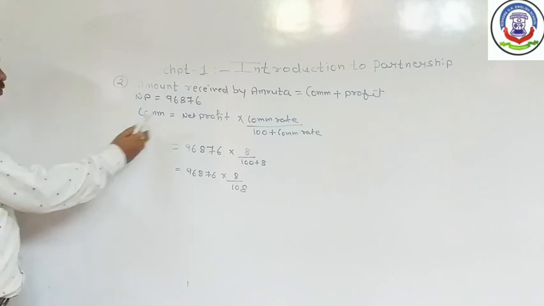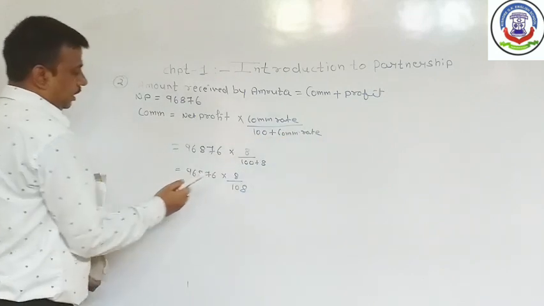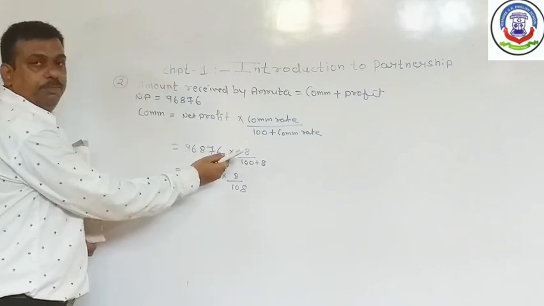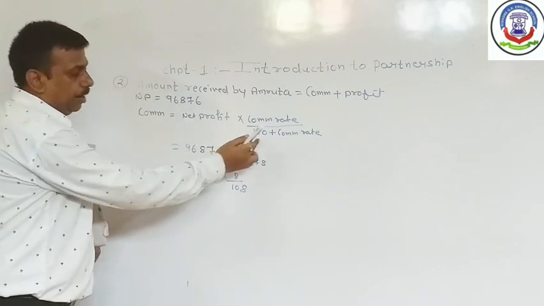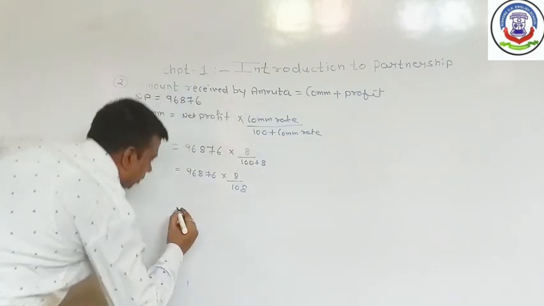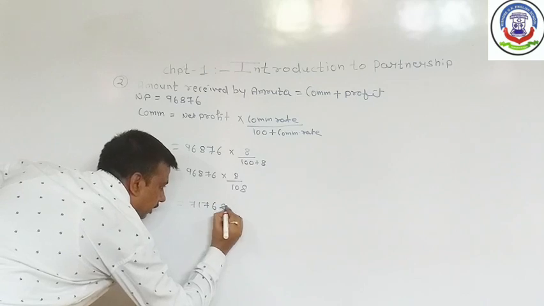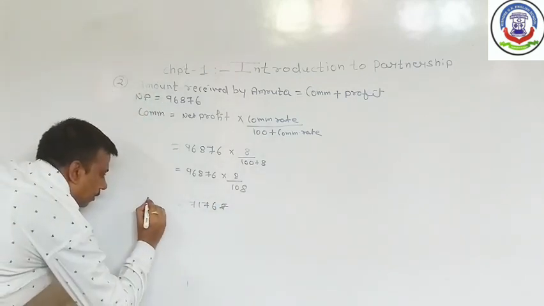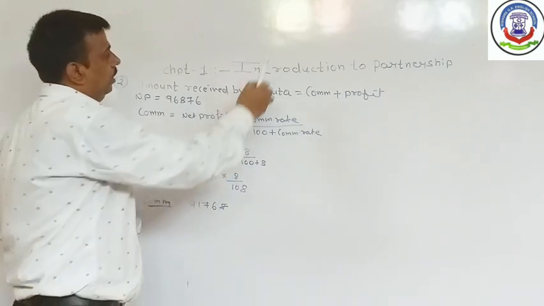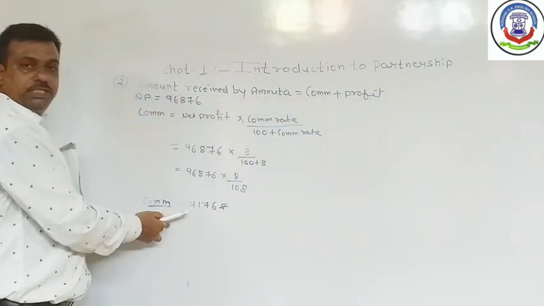Commission formula: commission equals net profit multiplied by commission rate divided by 100 plus commission rate. Net profit is 96,876 multiplied by commission rate 8, given in the sum, upon 100 plus 8, which is 108. On the basis of this calculation we get commission of rupees 7,176. The amount received by Amruta is commission plus profit, and commission is there with us.